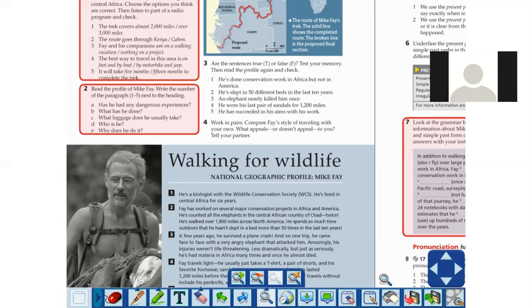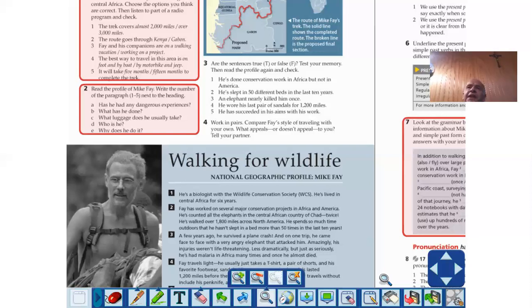He has succeeded in his aim with his work. True. Yeah, he has succeeded in his aims with his work. How do you know that? Because in the end, it says that he has... wait, let me read it. It says that he has decreased the number of deaths in elephants, and that he aims to get people to take care of the planet. Based on the text, it says that he has completed his aim. Not completely, of course, but at least a little bit.